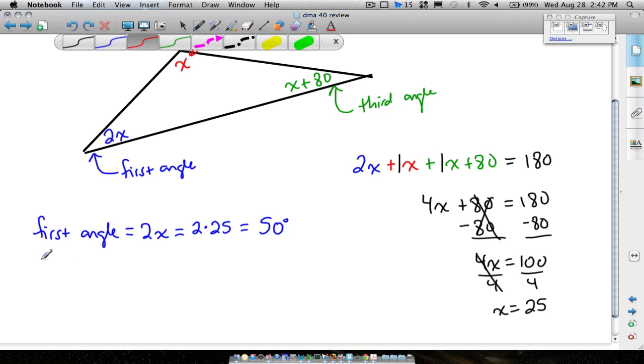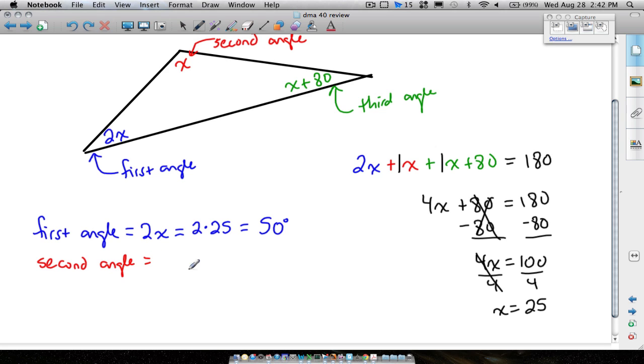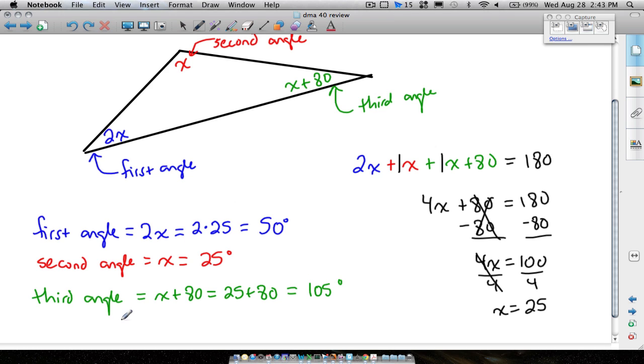The second angle was simply equal to x. Well, we just solved the equation. x is equal to 25. So therefore, the second angle is 25 degrees. And then our third angle is equal to x plus 80. And again, we want to plug 25 into x, since x is equal to 25. So you have 25 plus 80, and 25 plus 80 is equal to 105. So therefore, the third angle is 105 degrees.